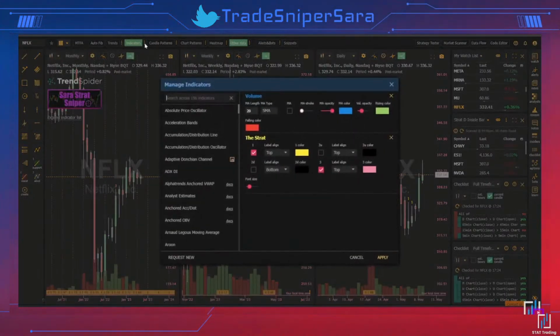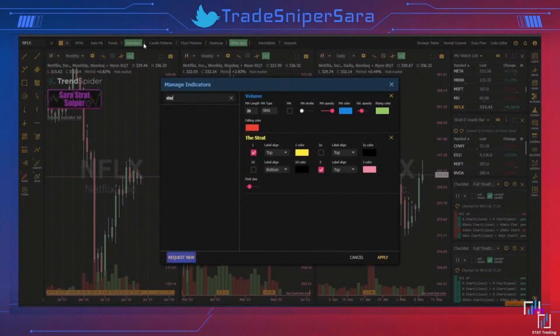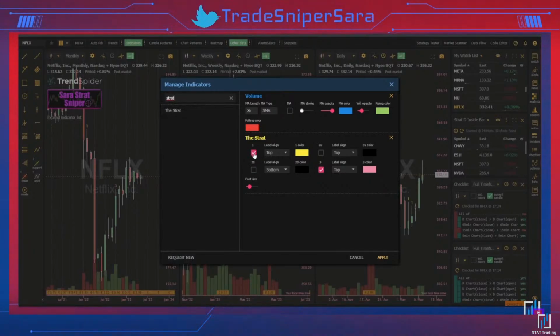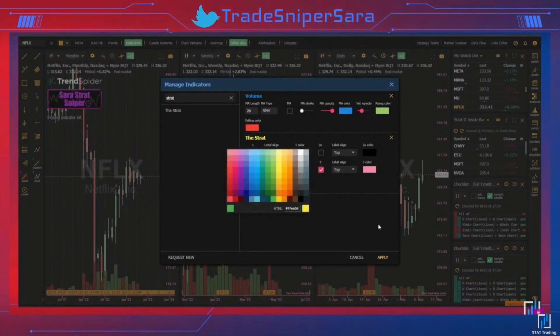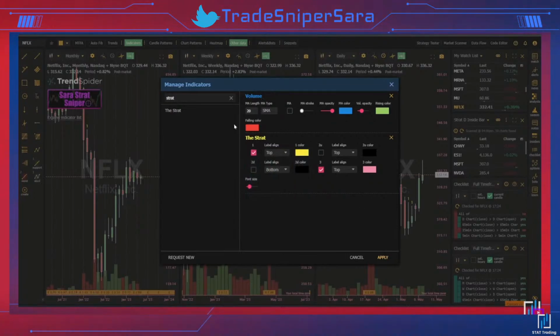You can just click the 3-dot menu. You can type Strat, and then you'll click on it, and then this will populate, and then you can tell it if you want to see the 1s, the 2s, and the 3s on your chart, and then you can also customize their color. So it's nice that it's built in and ready to go.